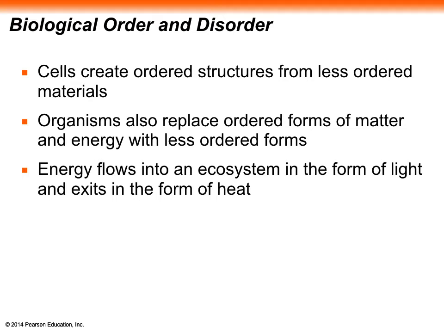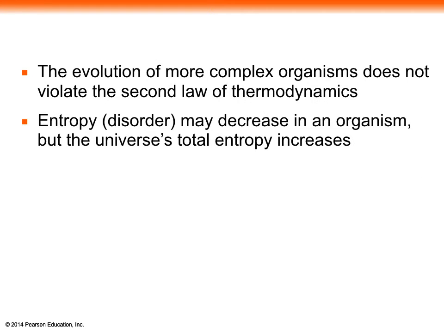Cells create ordered structures from less ordered material. Organisms also replace ordered forms of matter and energy with less ordered forms, putting in energy. This is putting energy into the system. Energy flows into an ecosystem in the form of light and exits in the form of heat. Entropy may decrease in an organism, but the universe's total entropy generally increases. We're always increasing in disorder.